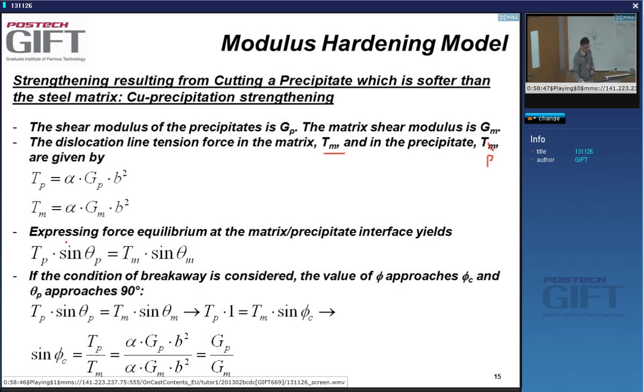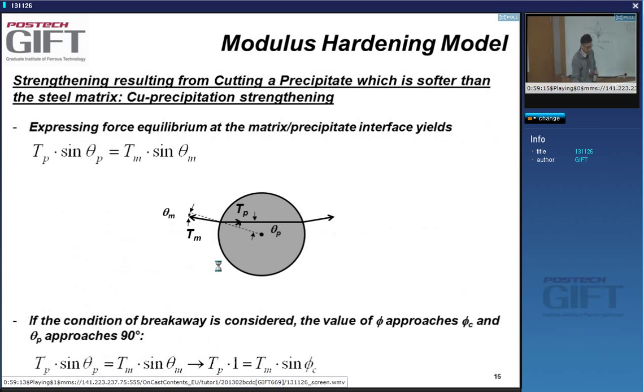And now you can express the force equilibrium at the matrix-precipitate interface, and I'll show you how this is done. Basically, this force equilibrium states that TP times sine theta P is equal to TM times sine theta. We'll see in a moment what it means. This is how it works.